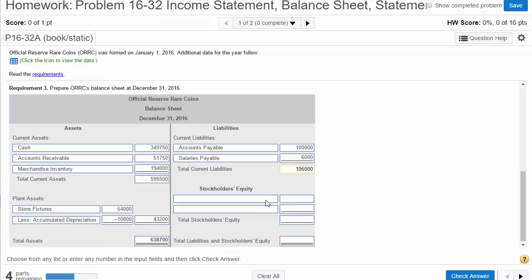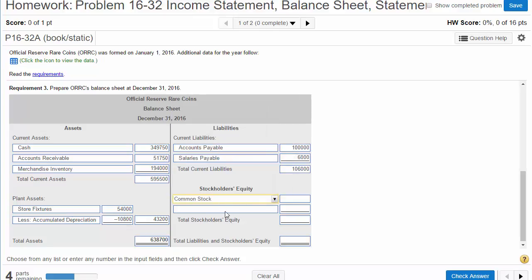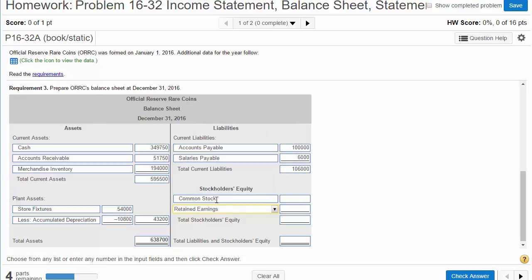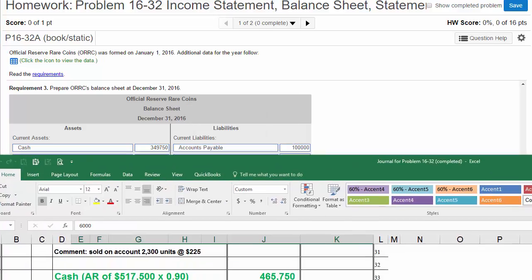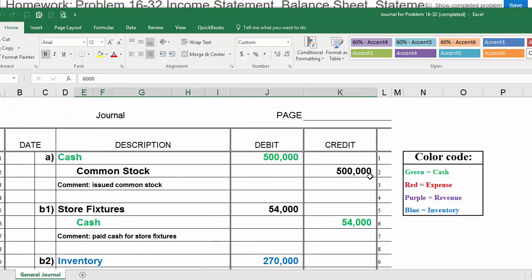So now we have the stockholders' equity section, which for this company, remember they issued common stock, and they did have a profit, so they have some retained earnings. So let's work on common stock first. That was the very first transaction. Common stock, $500,000.